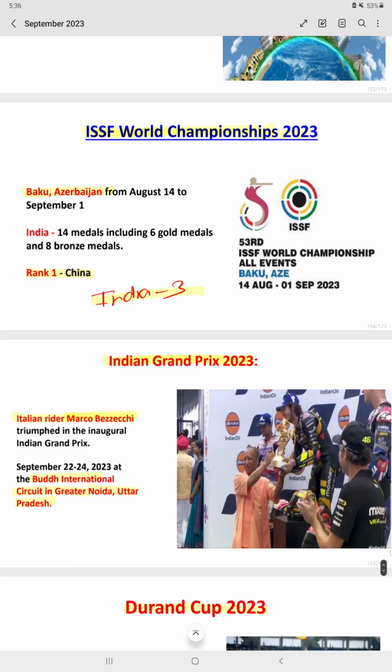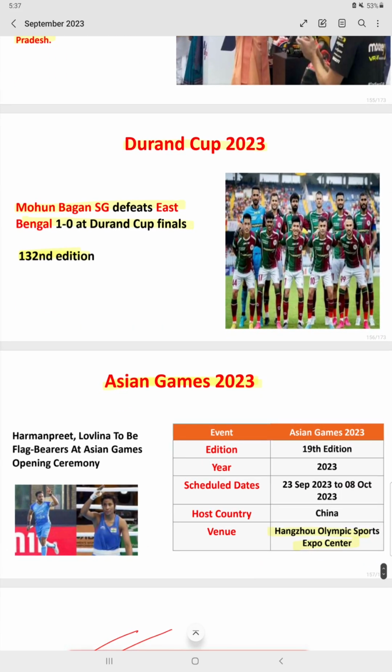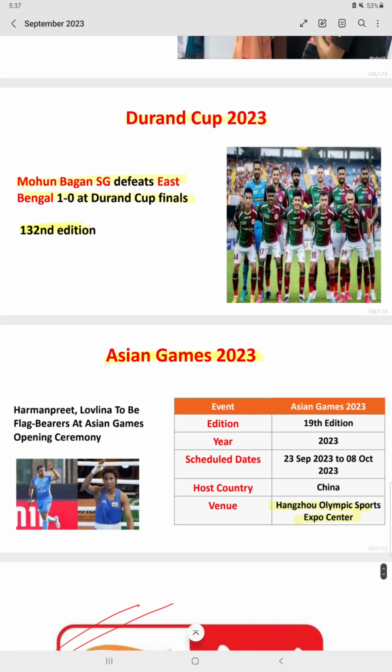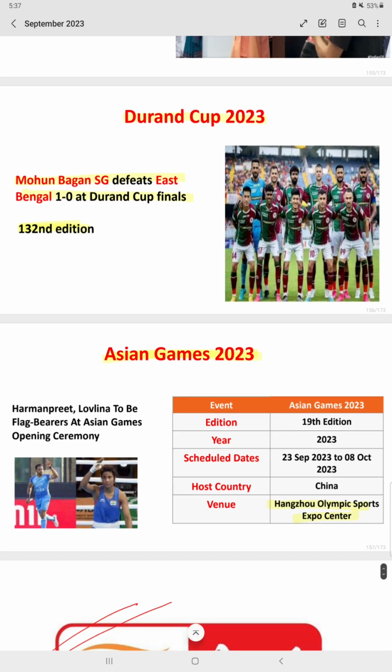Then we have the ISSF World Championship, that is a shooting championship, where it was held in Baku, Azerbaijan, and India ranked third. Who was first? China. India's Grand Prix 2023. This is important because this does not happen many times in India. So where was it held? It was held in Noida, Uttar Pradesh at the Buddh International Circuit. So who is the winner? Italian rider Marco Bezzecchi. Just remember Marco Bez. Durand, it is related to football. So who has won this? Mohun Bagan SG had defeated East Bengal.